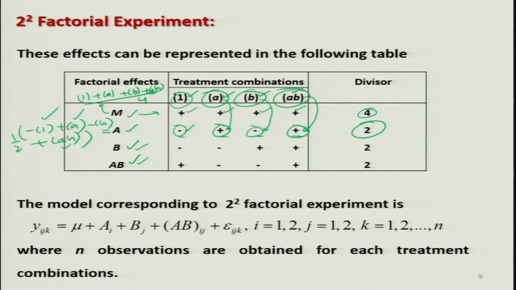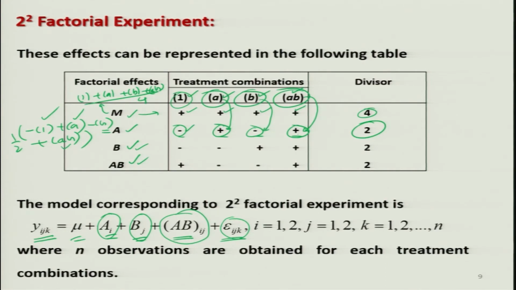So the model corresponding to the 2-square factorial experiment is now written as y_ijk is equal to mu plus a_i plus b_j plus ab_ij, that means this is the interaction effect, plus epsilon_ijk. Now you know all the meanings. Epsilon_ijk is the random error component, then a_i is the effect of factor A, b_j is the effect of factor B, and this ab, when I am writing it like this, is the effect of factor AB.